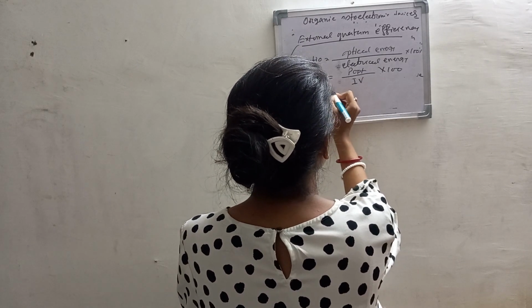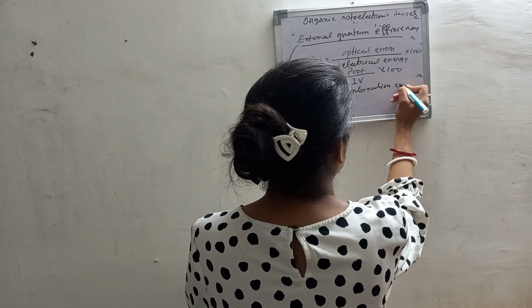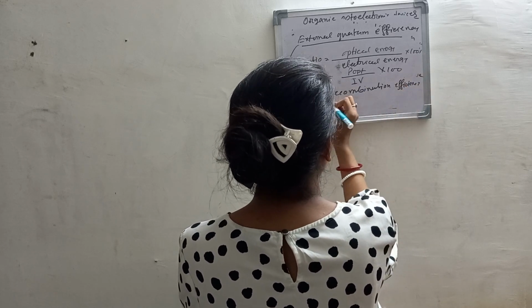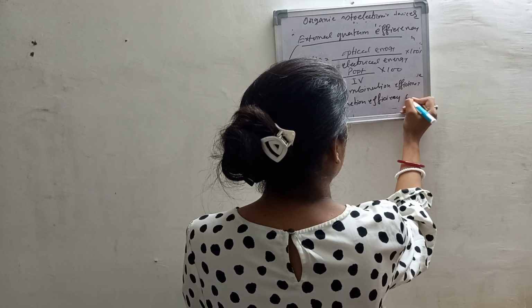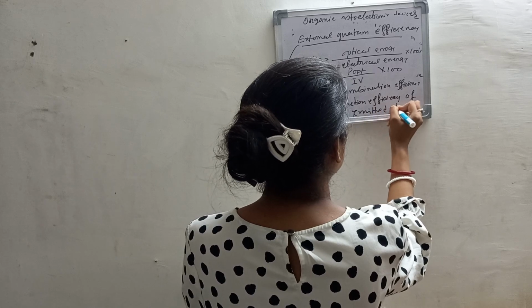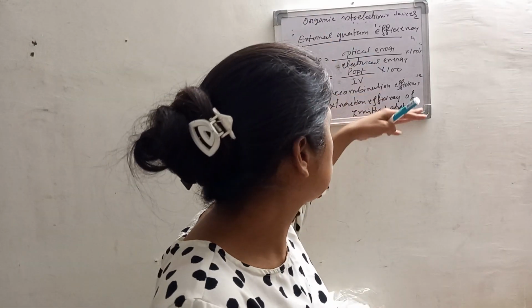So the efficiency is divided into two parts, right? Optical recombination efficiency and the extraction efficiency of emitted photon. So in some kinds of semiconductors, whatever photons we are getting after recombination, we cannot get all the photons in the form of emission. So the external quantum efficiency is divided into two parts. One is the recombination efficiency, another is the extraction efficiency of emitted photon, right? So if we get high efficiency, that device will show good performance, right?